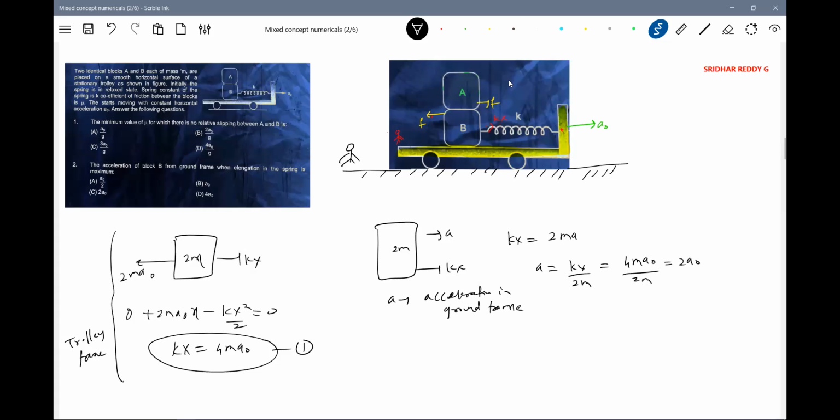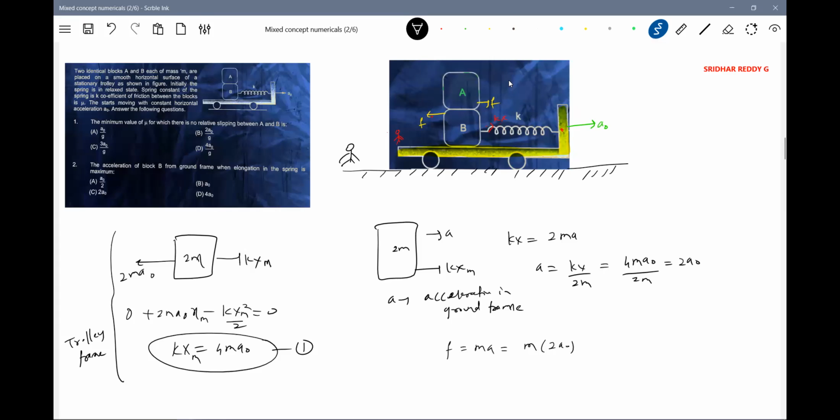In fact, instead of writing kx, if I write kxm, it will be better and more meaningful. Now, what about option 1? Now we'll go for question 1. Who will accelerate the block A? The friction only. F equal to ma. What is A equal to? 2a naught.